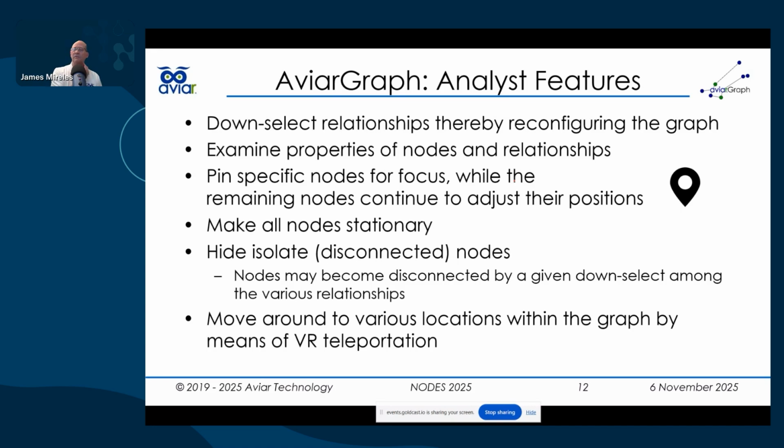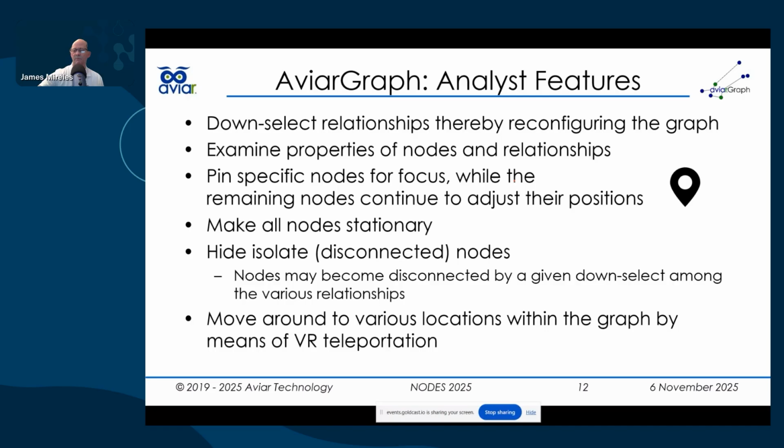The analyst can down select among relationships and node types. You can bring up information panels to study the metadata about particular nodes and relationships. You can pin nodes in space and adjust the physical spacing and arrangement of your graph. You can hide nodes of a particular type. And most significantly, you can teleport yourself.